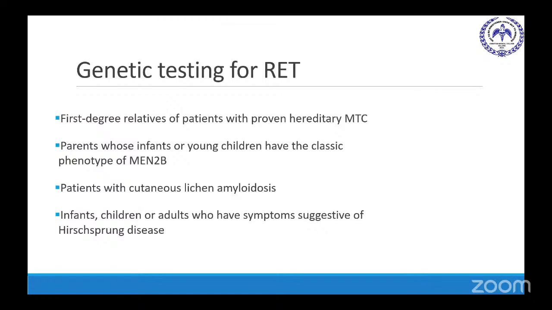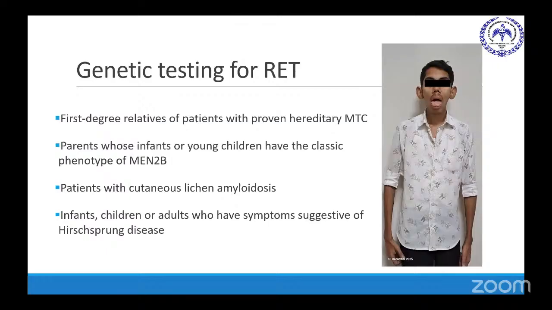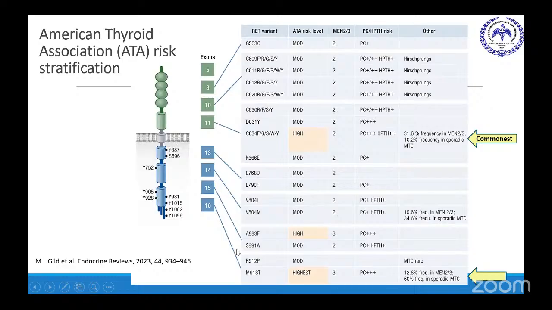So genetic testing for RET mutation is a pillar in the management of medullary thyroid carcinoma. All the first degree relatives of patients with proven MTC and all patients who have a classical phenotype of MEN2B, such as this person with the marfanoid habitus, mucosal neuromas, patients with cutaneous lichen amyloidosis as well, and patients with Hirschsprung's disease should be screened for RET mutation. And ATA classifies the RET mutations as highest, high, and moderate risk. M918T is the highest risk mutation, and 634, which is also the most common mutation of the RET gene, and A883F are the high risk mutations, and the rest of them are moderate risk mutations.